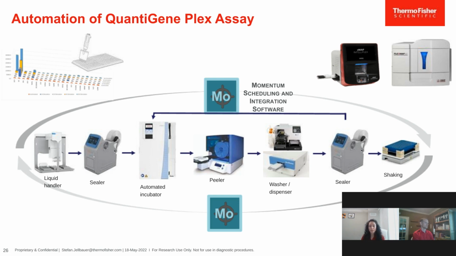It is then incubated in the automated incubator Cytomat for the required amount of time. Once incubation time has been reached, the plate is retrieved and transferred to the plate peeler, followed by its movement to the plate dispenser or washer, where different reagents are dispensed on it and aspirated off. The plate is subsequently resealed, and this goes through multiple loops of incubation. And at the very end, after the last incubation step, the plate is agitated on a plate shaker, and then it's transferred to the Luminex reader of your choice on the top right. And this entire process is controlled by Momentum software.